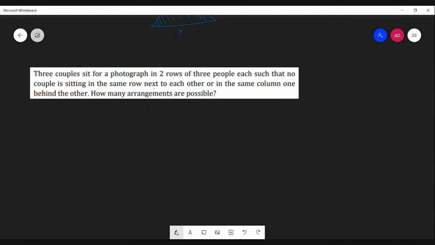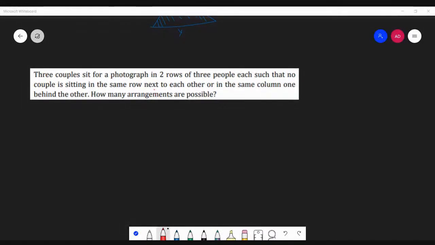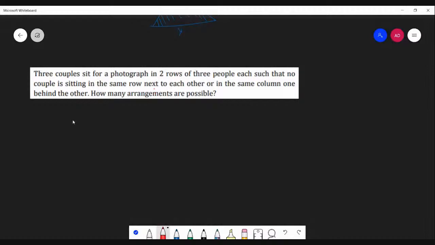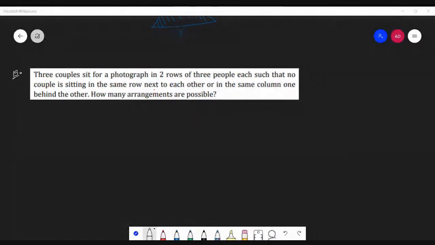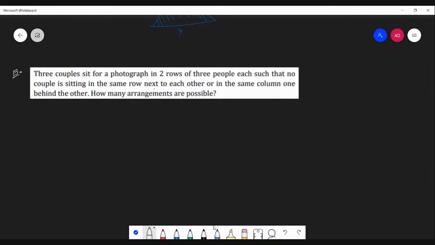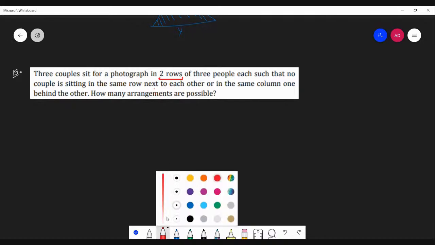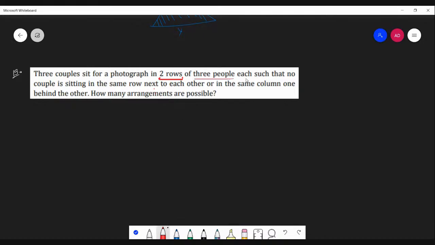So this is the second problem. I think this is problem number 15 in the original IOQM paper. It says that three couples sit for a photograph in two rows, and in each row there are three people. No couple is sitting in the same row, or next to each other, or in the same column, one behind the other. How many such arrangements are there?